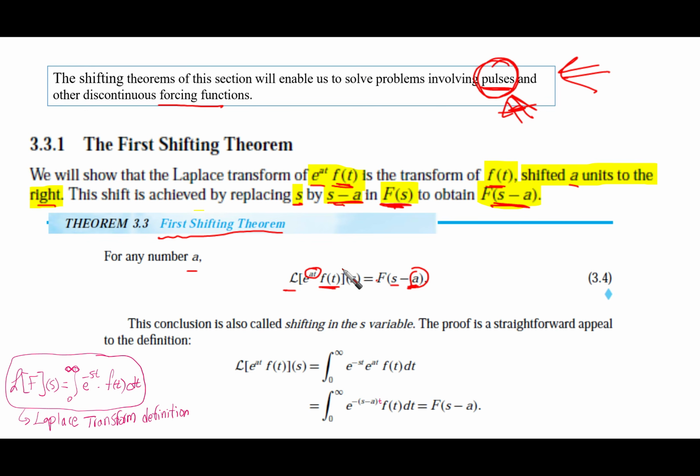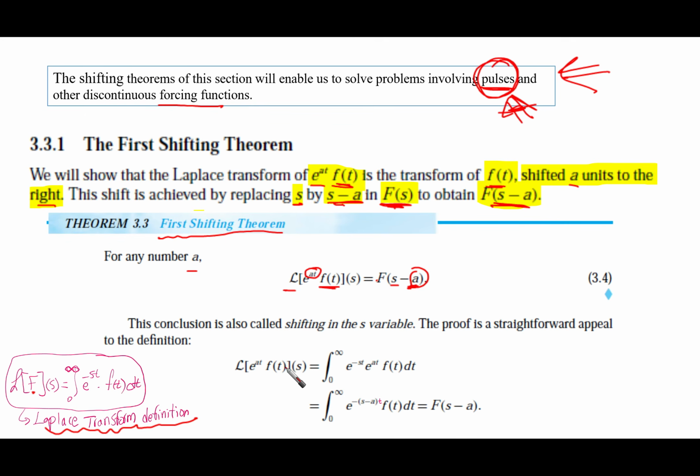Actually, where did we get this? It is from the Laplace transform. Do you remember the Laplace transform definition? The Laplace transform of the function equals the integration, which we want to converge, from 0 to infinity of e to the minus st times f of t.